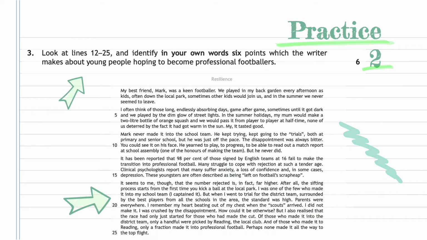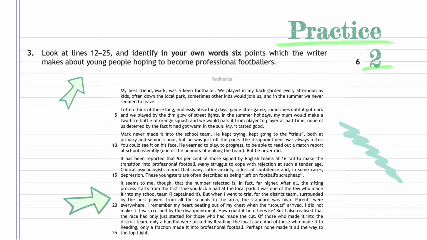So practice 2, we're going to read the question. I'm aware that it's a large bit of text this time because it's 6 marks. So it says, look at lines 12 to 25 and identify in your own words 6 points which the writer makes about young people hoping to become professional footballers.